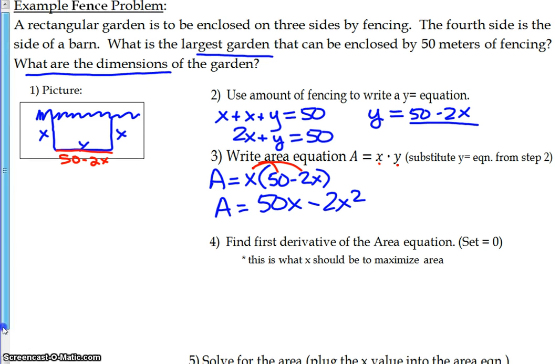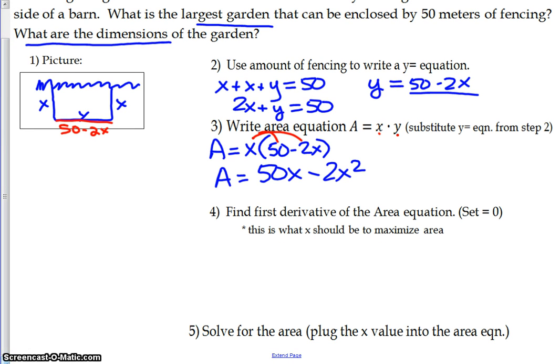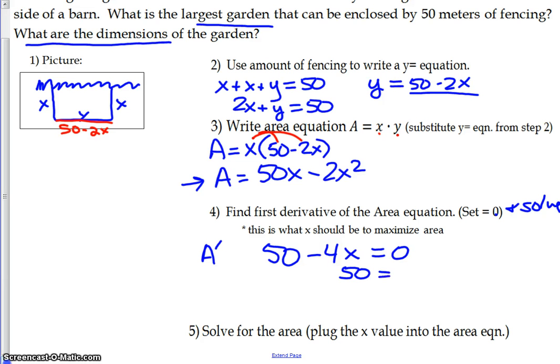My next step is that I need to find the first derivative of this area equation, A prime. The first derivative would be 50 minus 4x. Then I need to set this equal to 0 and solve. I always should have put here "and solve." So I set it equal to 0 and solve for what x could be. If I add 4x to both sides, I have 50 equals 4x. If I divide both sides by 4, x must equal 12.5. We know then that this value has to be 12.5.